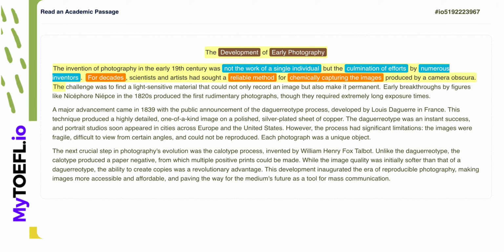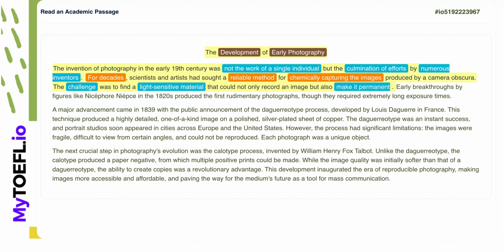The challenge was to find a light-sensitive material that could not only record an image, but also make it permanent. Here, the passage gets more specific about the problem. There were two parts to the challenge. First, they needed a light-sensitive material to record an image. Second, and just as important, they had to make it permanent. This detail is crucial because it highlights the technical hurdles that inventors had to overcome.